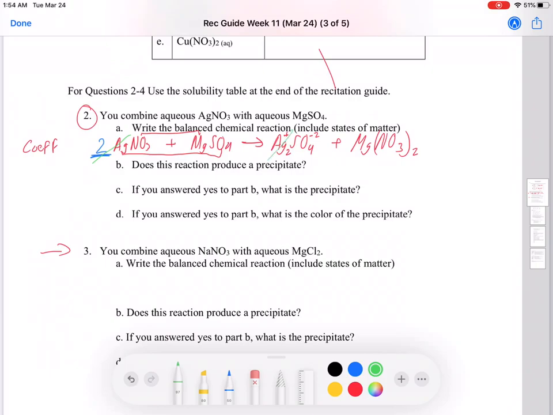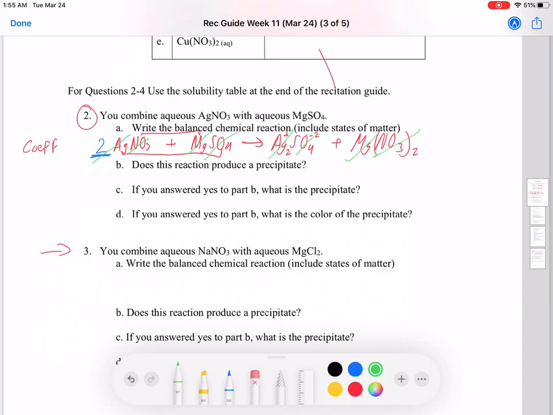So let me just, with green, start doing it. 2 silvers over here, 2 silvers over here, 2 nitrates, because remember that this 2 will apply to the whole molecule, so 2 nitrates. Okay, so 2 nitrates, and this 2 applies just to the nitrate, so this is 2 as well. I have 1 magnesium, I have 1 sulfate, and 1 sulfate. Everything matches up, and now my chemical reaction is balanced.